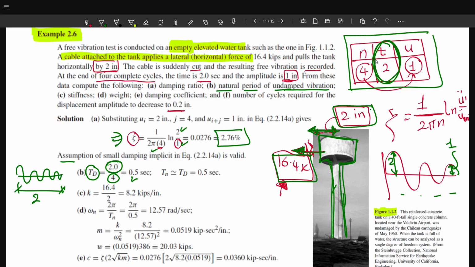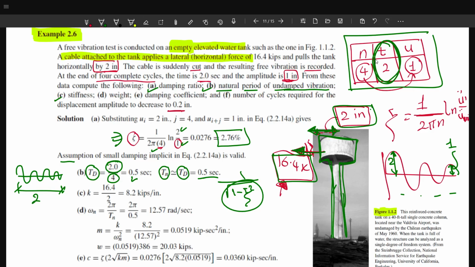So what is the value of Tn, which is the natural period that they are having? As we have mentioned before, we are going to assume that Tn is approximately equal to TD. Both of them are almost equal. The only difference is the square root of 1 minus psi squared in the radical, right? Which is not going to make a big difference. So it is 0.5 second. Okay, so now we have A, B.